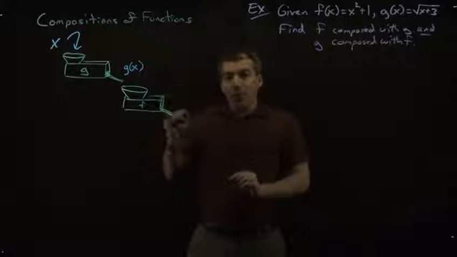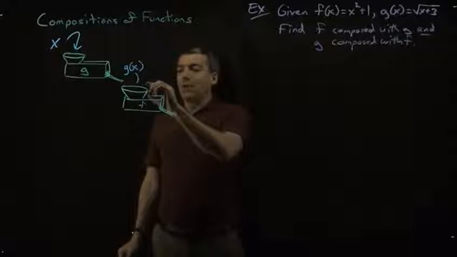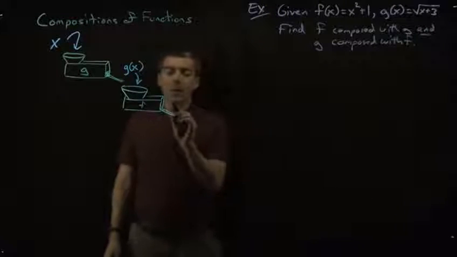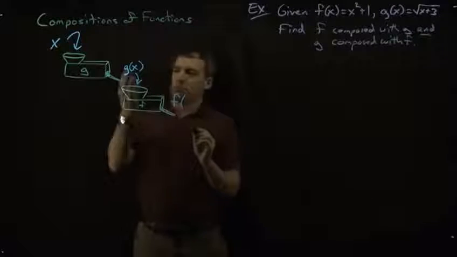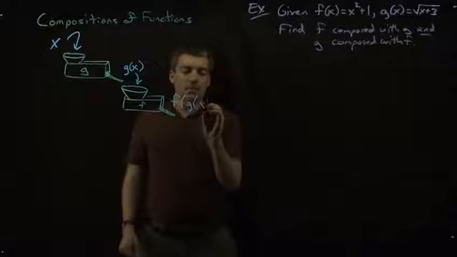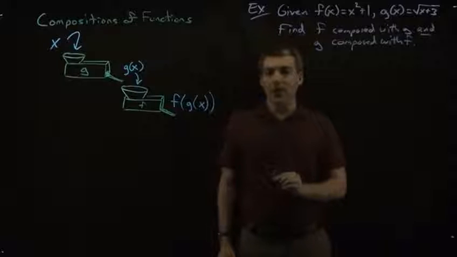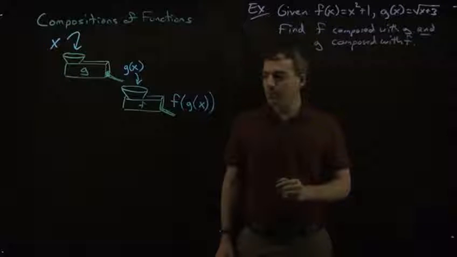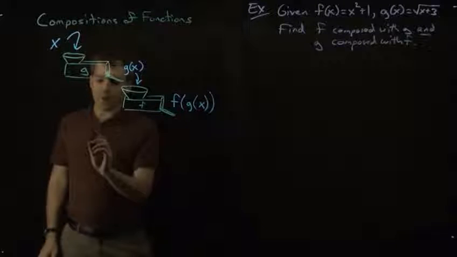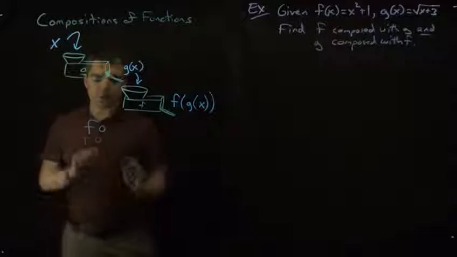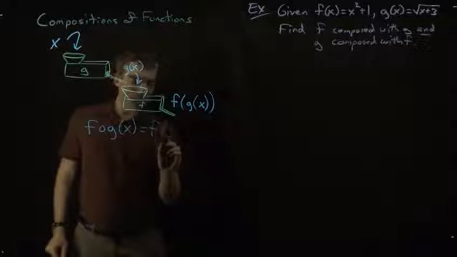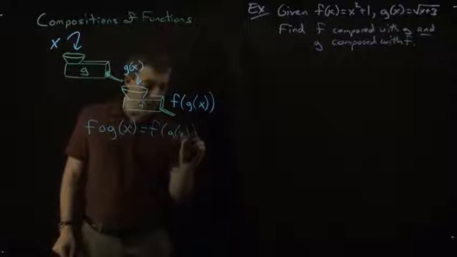We could then take that output and give that number to another function, say f. The result will be f of g of x, the composition of f with g. All right, so here we have a notation for this. We usually use an open circle like this. This just means f of g of x.